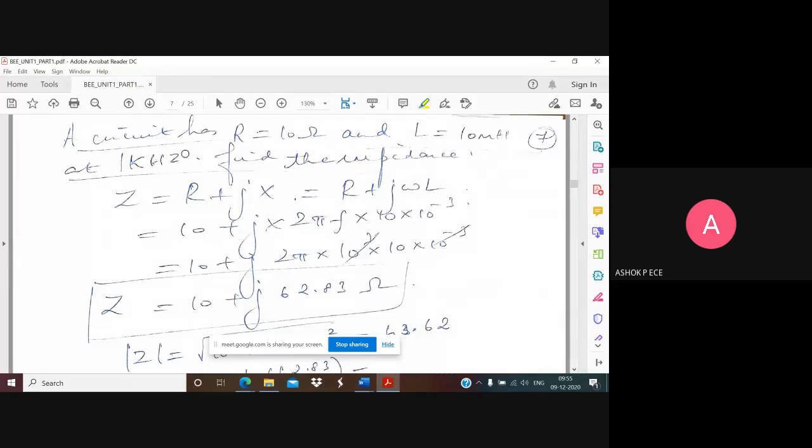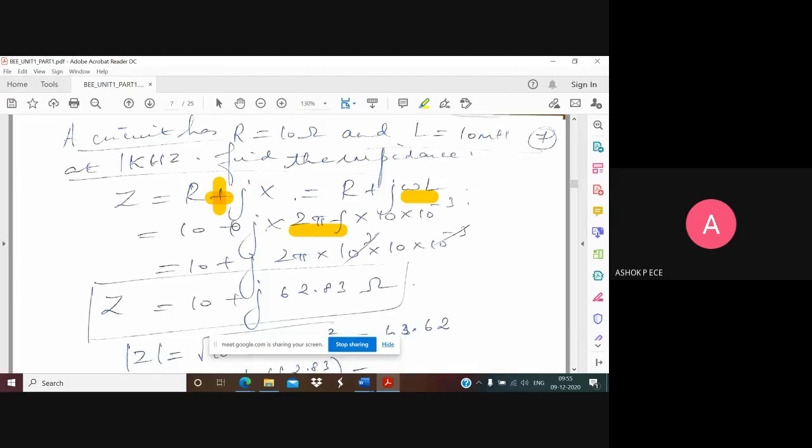So you know R and L are connected in series. So Z will be equal to R plus JX. And you use plus here because I'm going to use an inductor. And for an inductor, you know the value of X is going to be omega L, and omega is going to be 2 pi F.